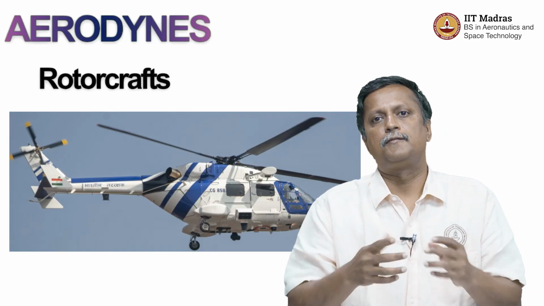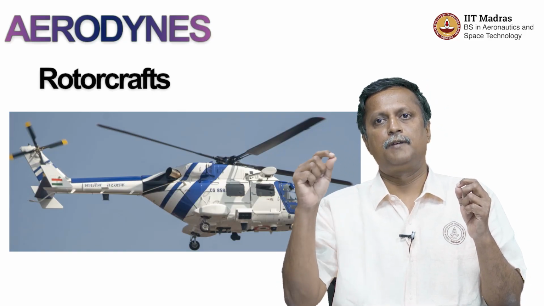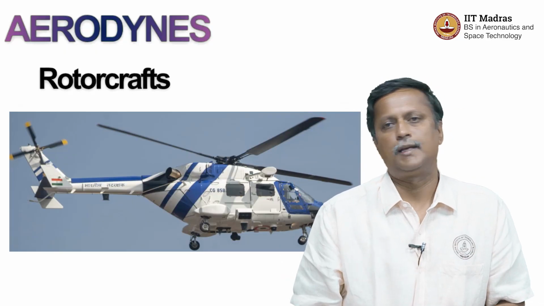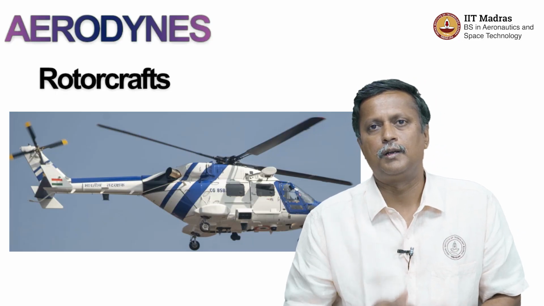Those are rotorcrafts. Why are they called rotorcrafts? Because the wing is not fixed. Instead of a fixed wing, I have a rotating blade, right? So they are rotorcraft. That also has a tail rotor and so on for balancing. That we'll talk about later.